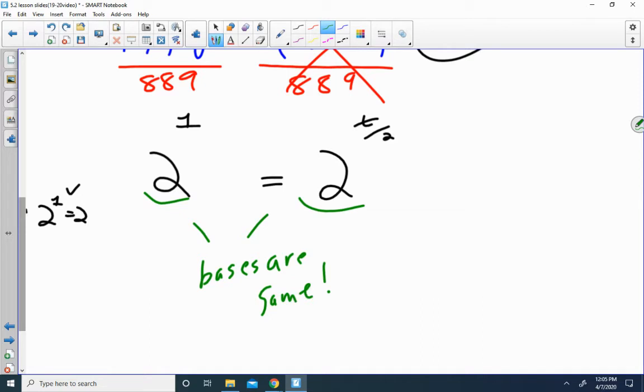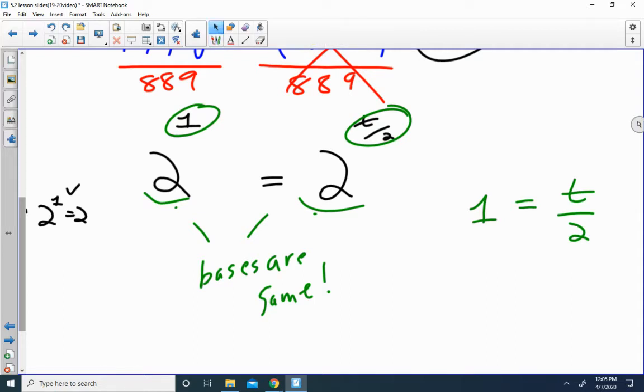And if you remember from a previous lesson, if your bases are the same, that means you can take the powers and set them equal. Or in other words, take 1 and set that equal to t divided by 2. And now all you gotta do is figure out what t is.